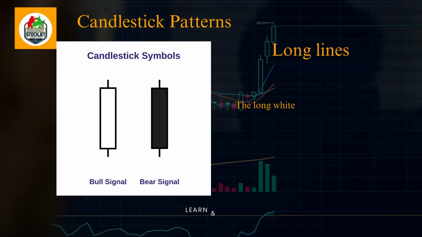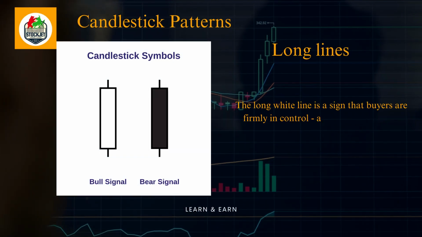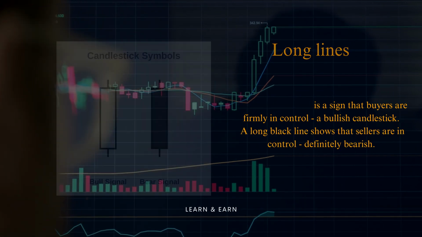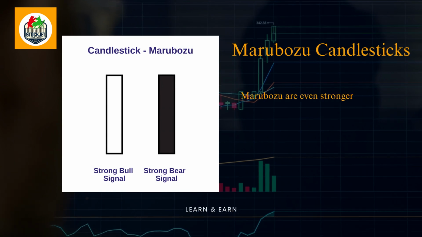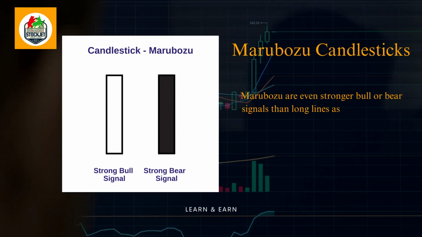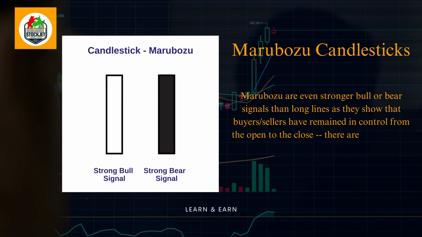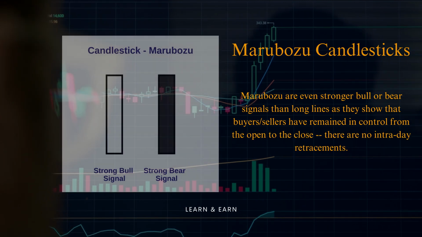Candlestick patterns, long lines. The long white line is a sign that buyers are firmly in control, a bullish candlestick. A long black line shows that sellers are in control. Marubozu candlesticks. Marubozu are even stronger bull or bear signals than long lines, as they show that buyers or sellers have remained in control from the open to the close. There are no intraday retracements.